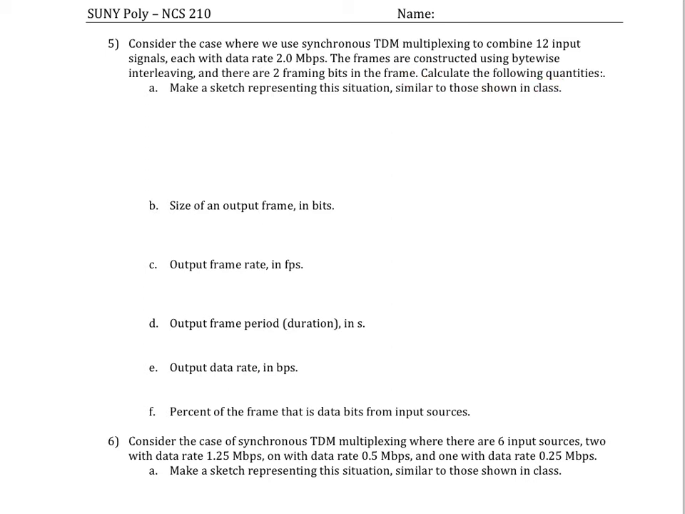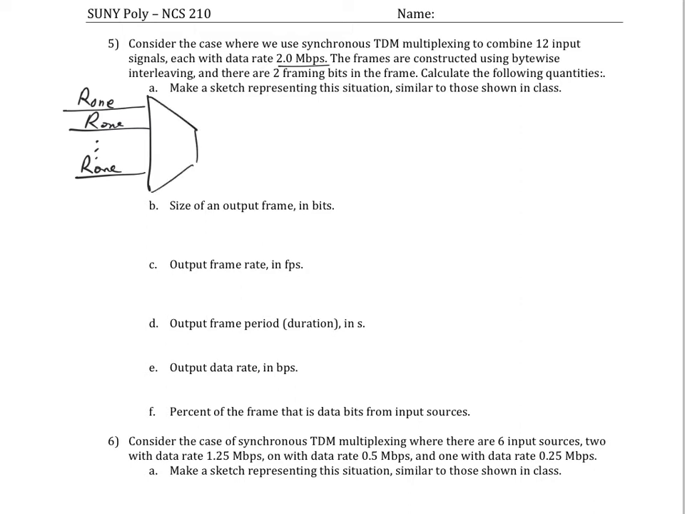And so it asks you to make a sketch of the situation, calculate the size of the output frame, the frame rate, frame duration, the output data rate, that is the multiplexed data rate, and the percent of the frame that is input sources. And so I'll start by drawing the picture here. We have 12 input channels, and these input channels are each at a rate of 2.0 megabits per second. I'll call that rate R1, R1, dot, dot, dot, R1, where R1 is 2 megabits per second.